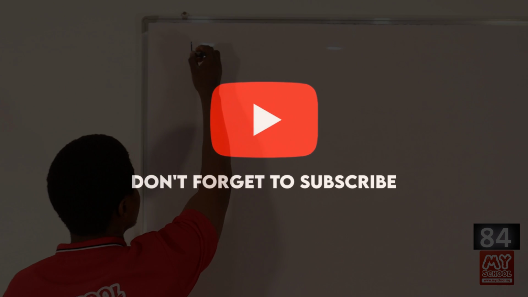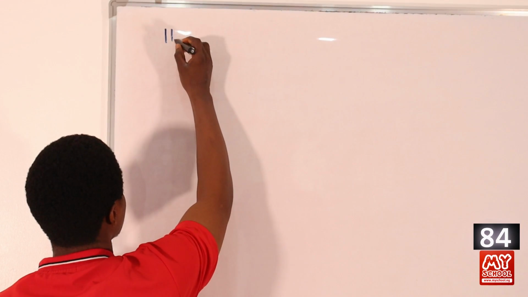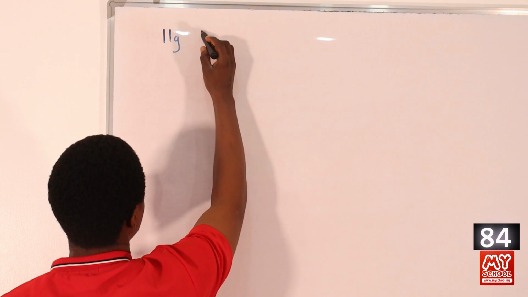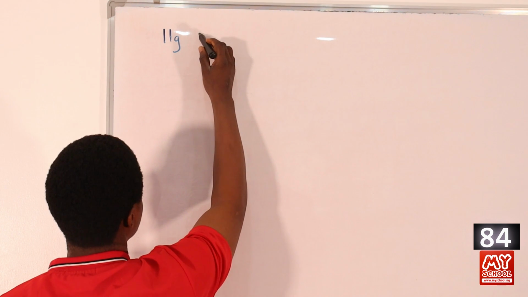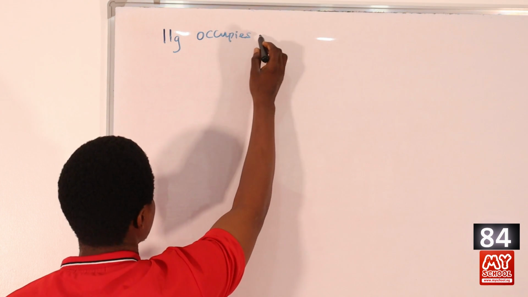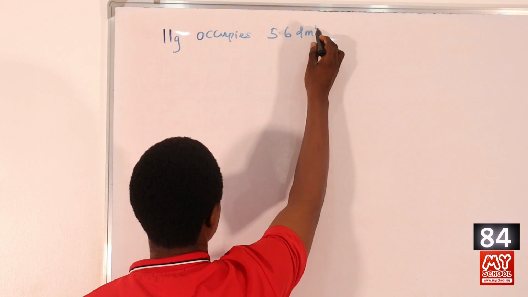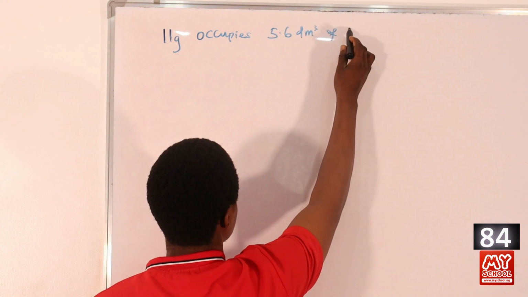11 gram of gas, okay? 11 gram occupies 5.6 dm cube of the gas.